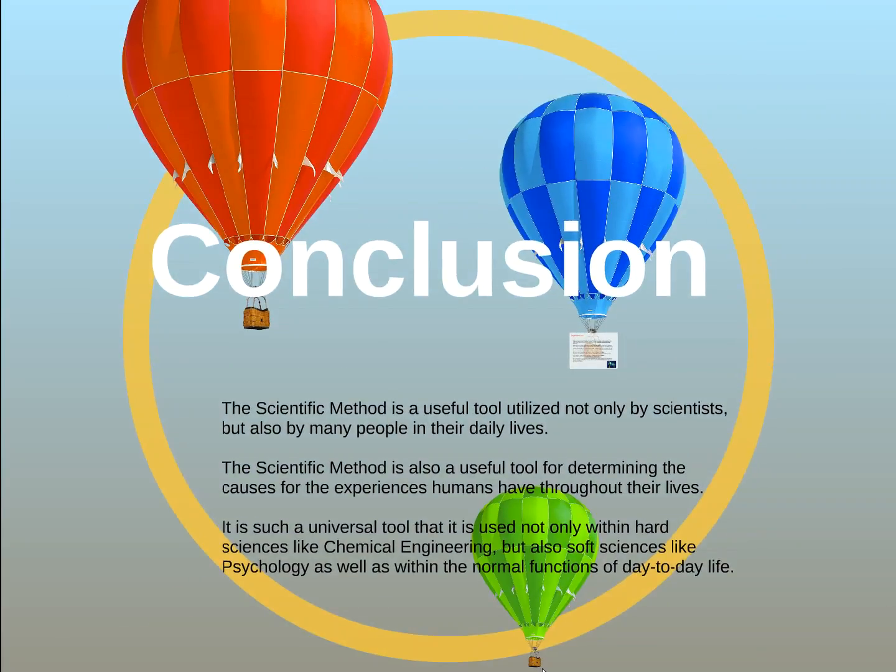Conclusion. The scientific method is a useful tool utilized not only by scientists but also by many people in their daily lives. It is such a universal tool that it is used in hard sciences like chemical engineering and soft sciences such as psychology, as well as within the normal functions of day-to-day life.